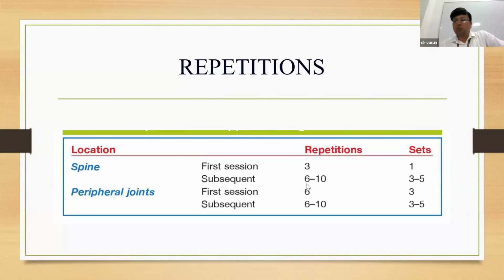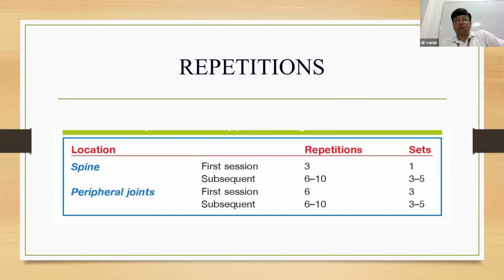If the patient reports a very mild symptom, then we can give only 6 repetitions. If the patient has somewhat more severe symptoms, then we can increase the sets a little, 3 to 5. If I share my experience, I give only 3 sets on the second or third, as well as subsequent sessions, with 6 to 10 repetitions.